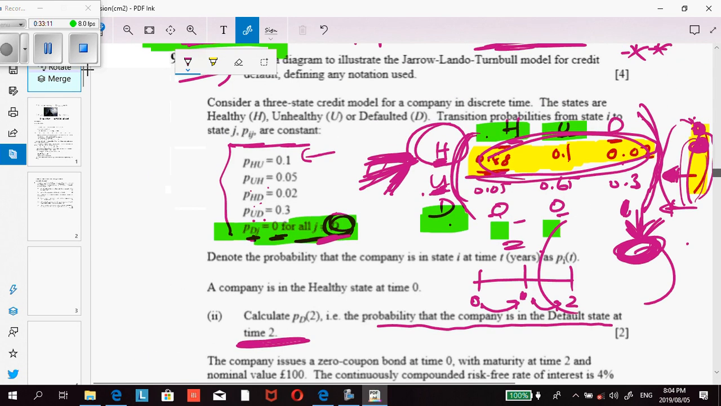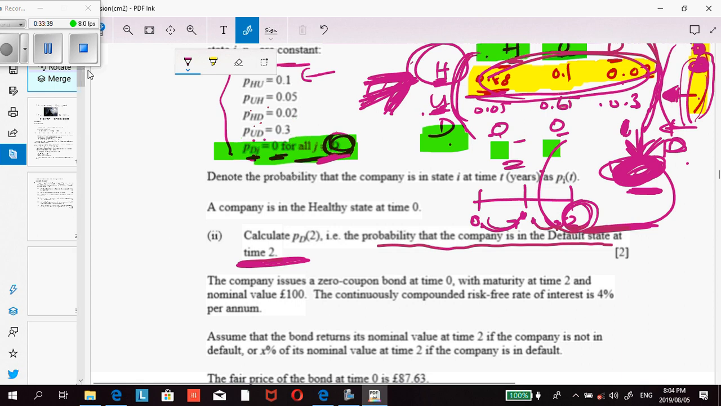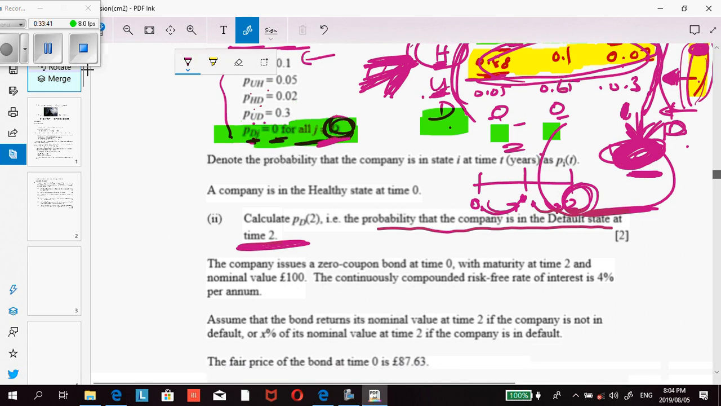Now, please, we multiply our matrix 2 times so that we can reach time 2, right? This entry here of the resulting matrix after multiplication, which is in column D, is the probability that we were healthy at time 0, and now we are in default state. But I'm sure you have been doing this in subject CT4.